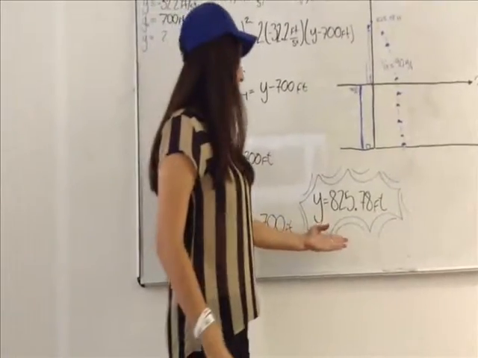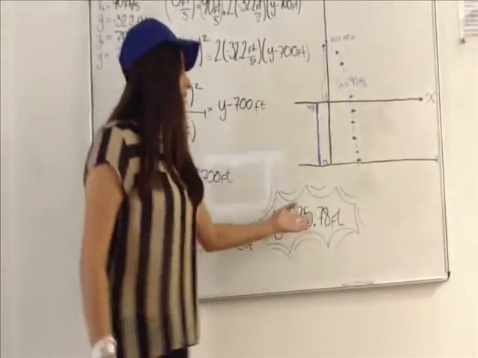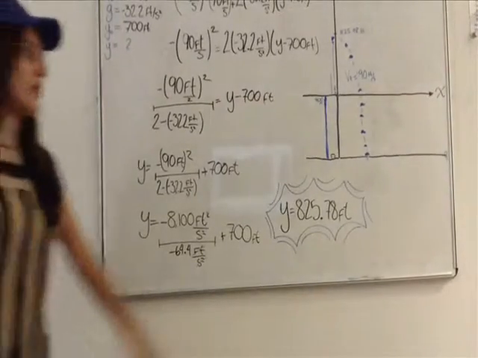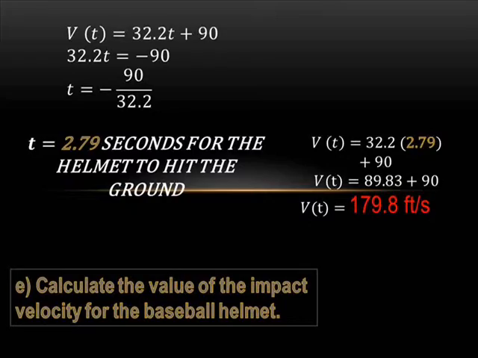The instruction says to calculate the value of the impact velocity for the baseball helmet. First, we get the time when the helmet hits the ground, making our position with respect to time equal to 0. And we got that the helmet hits the ground after 2.79 seconds. Then we substitute the time in our formula and we got that the velocity when hitting the ground is 179.8 feet per second.